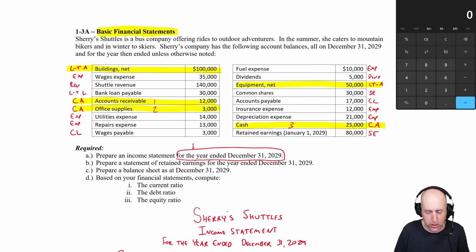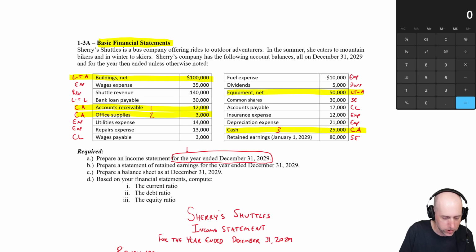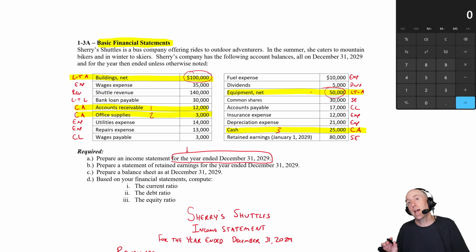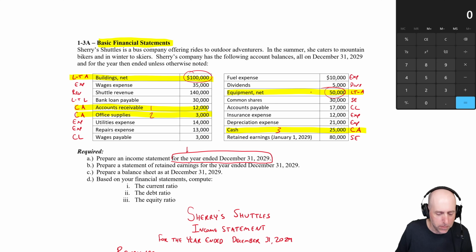Now let's go on to our long-term assets, which I have 2. I got buildings and equipment. So again, order here is going to matter. I need to say which of these 2 is more current. What's more current, the equipment or the building? Well, equipment lasts 8 to 10 years. Buildings last 30 to 40 years. Equipment, even though it's long-term, is much more current than a building. So I'm going to go equipment first, then buildings.